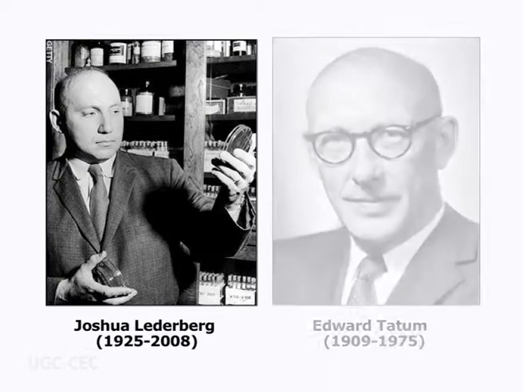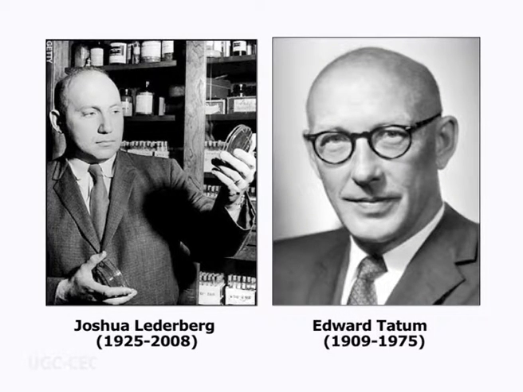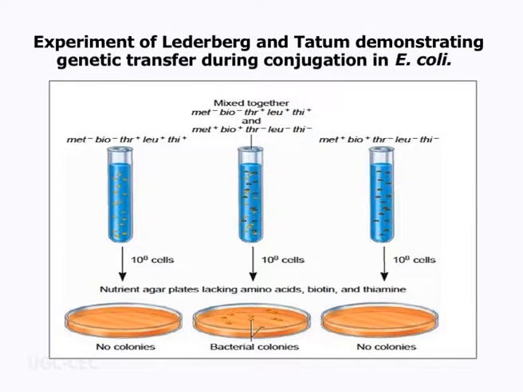So this concept that cell-to-cell contact is an essential prerequisite to carry on the conjugation process was first established by two eminent scientists, Joshua Lederberg and Edward Tatum, in the year 1946. They were working on different strains of E. coli, strains which were incapable of synthesizing certain amino acids. Such strains are called auxotrophs. There is another class of bacterial strains which can synthesize all their essential amino acids and hence can grow in minimal media, called prototrophs.